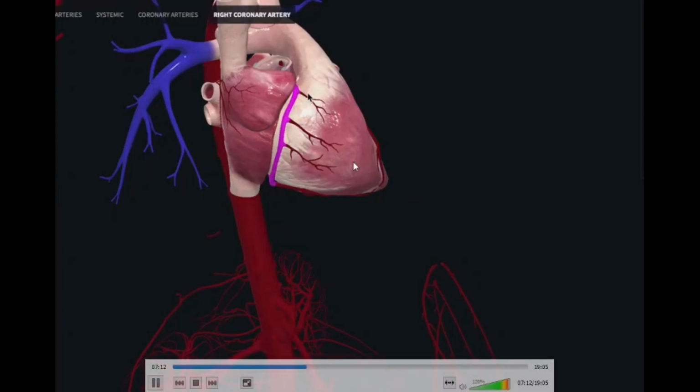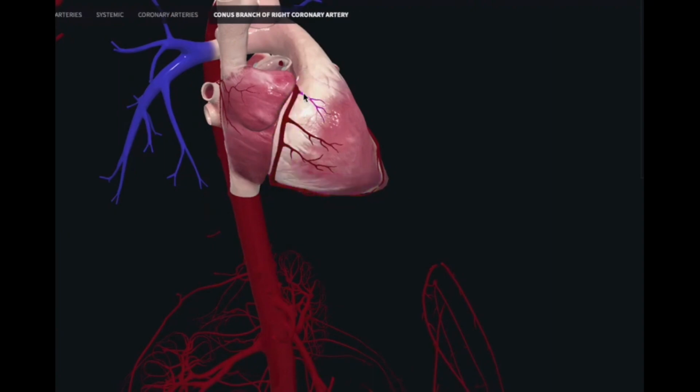First, we have the conus branch of the right coronary artery. These give off different branches in this direction, but this is not shown in the model, and you're not required to understand this. The structure it supplies is the conus arteriosus, which is the cone part, or the top part of the right ventricle. Then you have the different branches known as the ventricular branches of the right coronary artery. So we have the right coronary artery coming directly off the aortic bulb, giving off three branches.